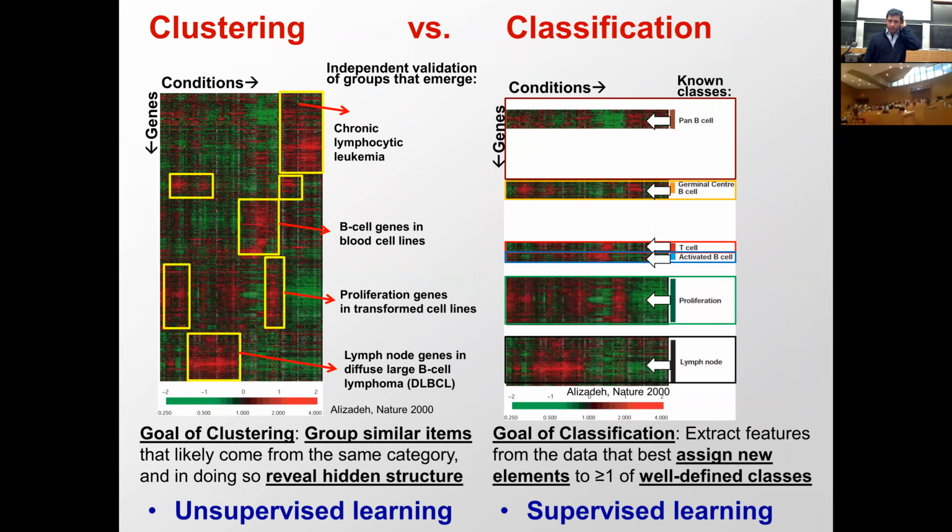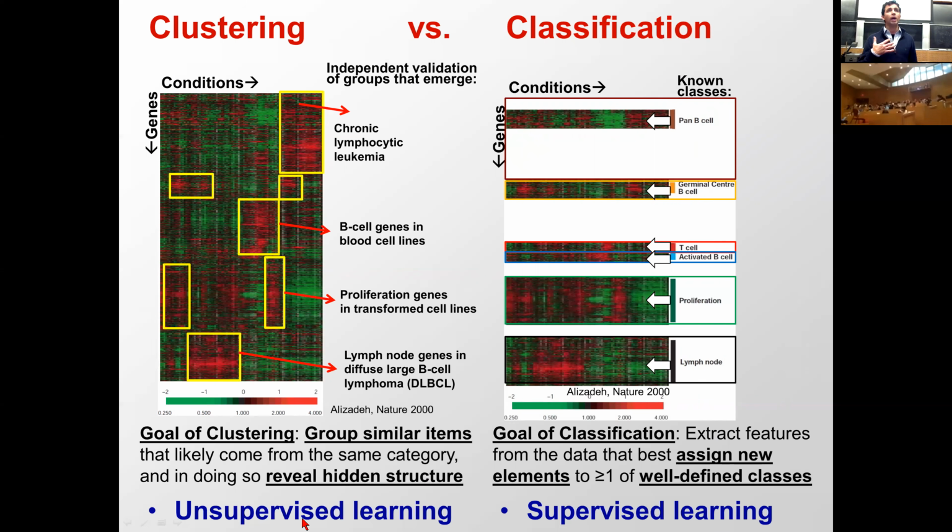And the two primary techniques that we're going to talk about today, motivated by expression analysis, is clustering versus classification. So what clustering does is that it basically says, can I find genes that are coordinately active across different conditions? Or can I find tissues in the human body that have similar expression patterns across all their genes? So the goal of clustering is to effectively discover groups of genes or groups of conditions that are similar and that likely come from the same category, and in doing so, reveal some hidden structure about the data. And that's a form of unsupervised learning.